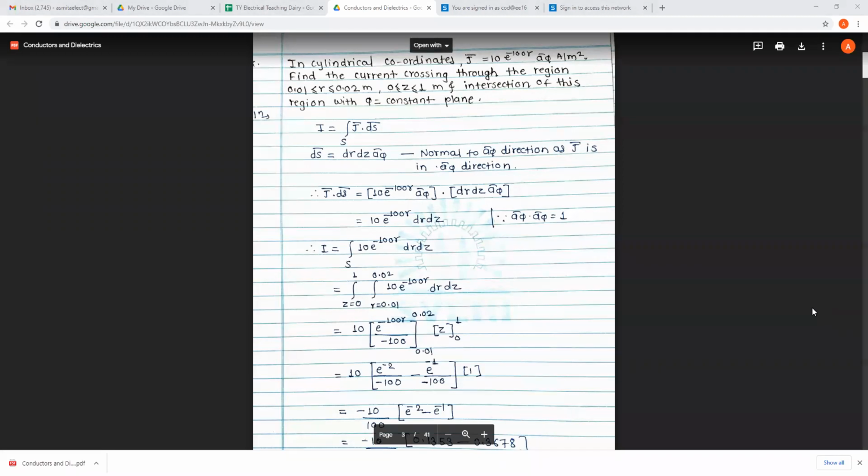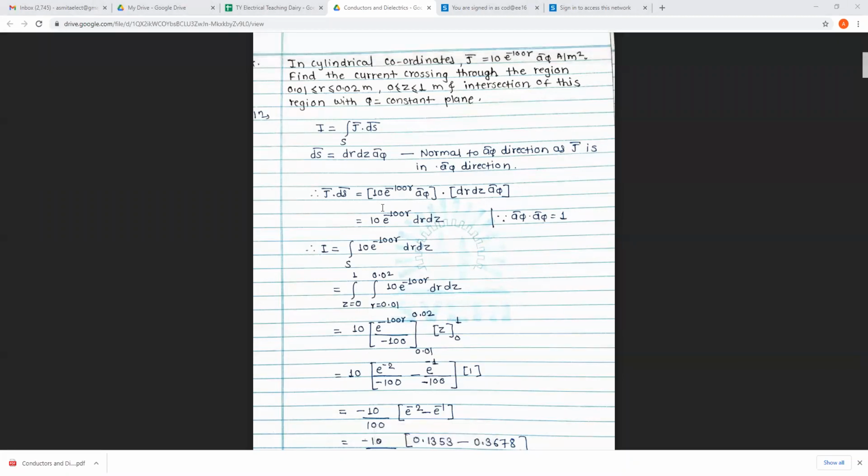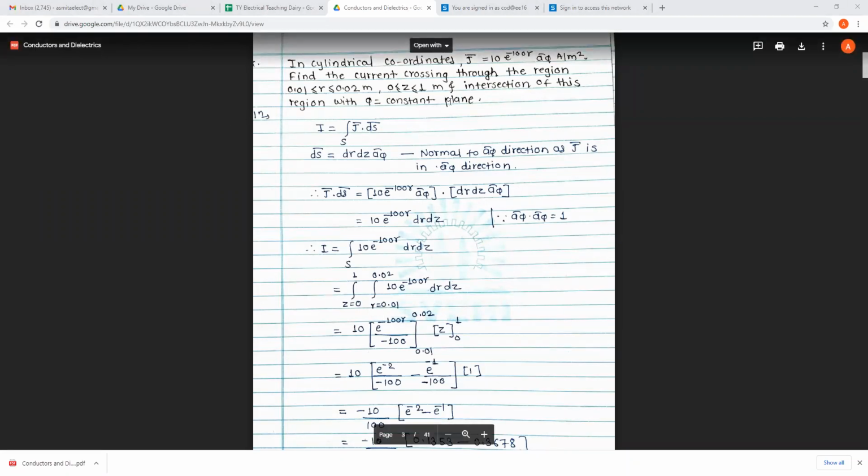Now here J bar is already given, but you have to find ds bar. How to find this differential surface area? Which coordinate system is given here? The cylindrical coordinate system is given, right? In the cylindrical coordinate system, the coordinates are r, phi and z. Now here you can see the r coordinate is varying from 0.01 to 0.02, and z is varying from 0 to 1.